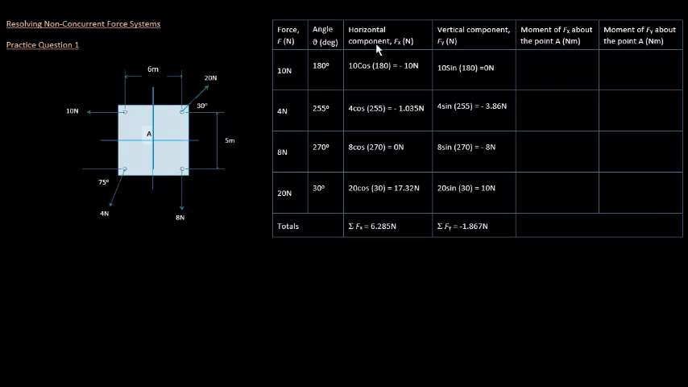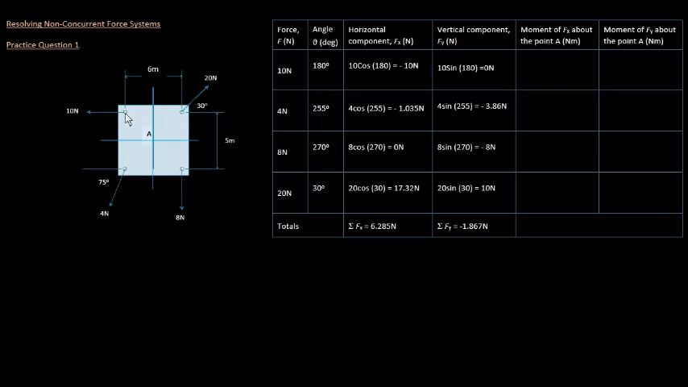When we're calculating the resultant, the formula is exactly the same as what we use for concurrent force systems. So I advise you to watch the first video, which explains how to calculate the resultant on a concurrent force system. But I'll go over it again here, just as a summary.